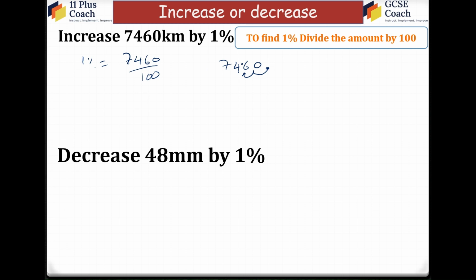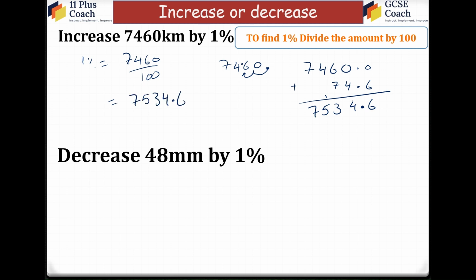Because I'm increasing, I need to add it on. So 7460 plus 74.6. 74 is 7 in the tens column, 4 is the unit, then 0.6. So 0.0 for the top one to make it easier. 6 plus nothing is 6. 4 plus nothing is 4. Decimal point stays where it is. 6 plus 7 is 13. Carry over the 1. 4 plus 1 is 5. And 7 plus nothing is 7. So the answer to this question, increasing it by 1%, will be 7,534.6 kilometers. Hopefully you got that right.